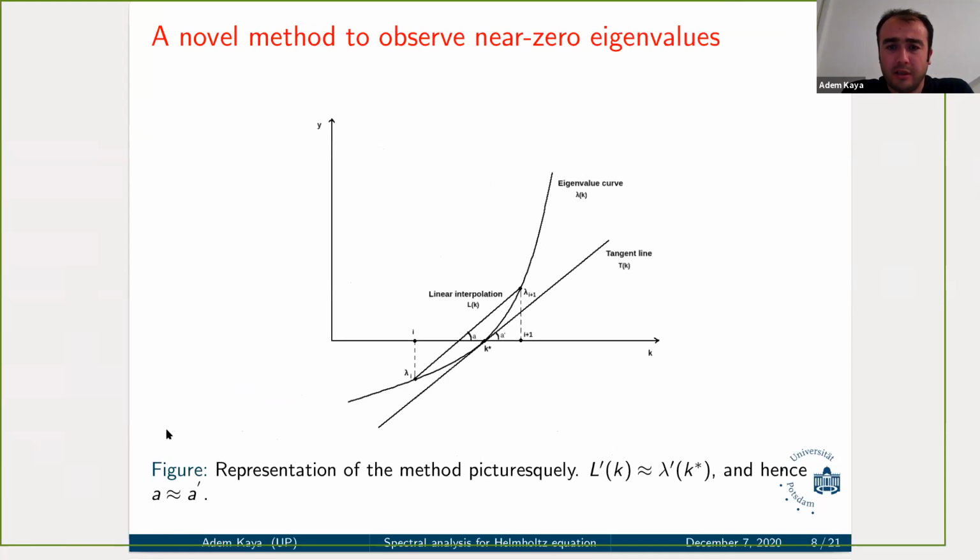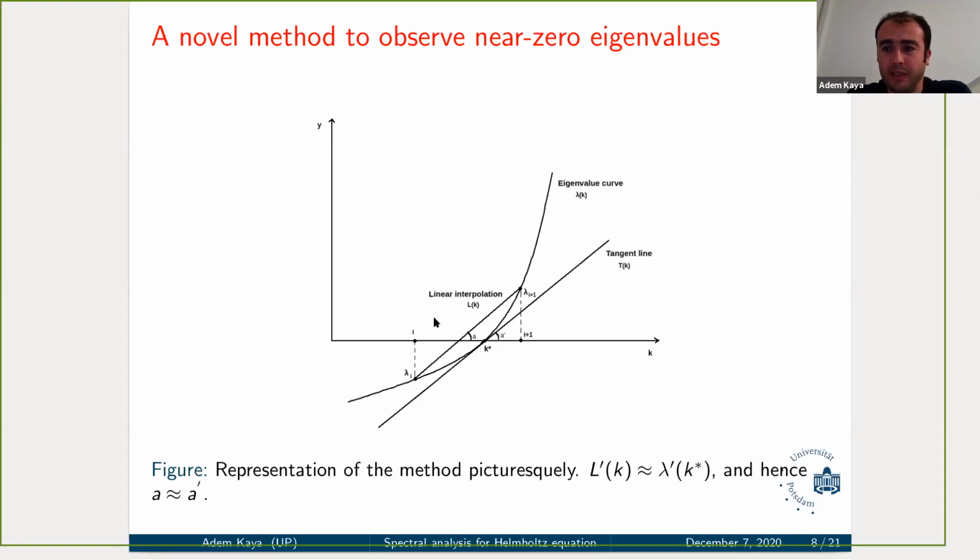So on this picture, I want to explain my method. Here I assume that the matrix under consideration is indefinite. However, this technique works for positive definite and negative definite matrices to observe the near zero eigenvalue as long as the conditions hold. Here, lambda k is the eigenvalue curve. I assume that it is continuous in k. I and I plus one are two successive integers. Lambda I and lambda I plus one are the two near zero eigenvalues. K star is the root of lambda k, and Tk is the tangent line passing through k star. And now let us focus on Lk.